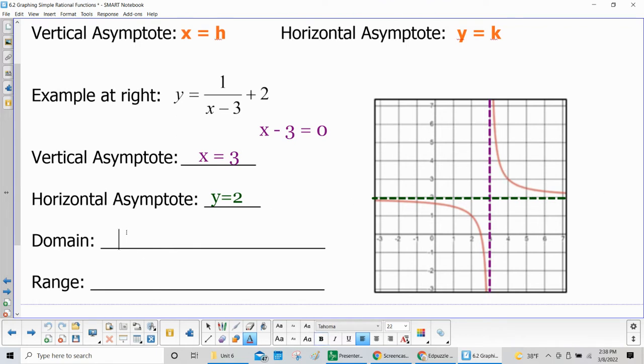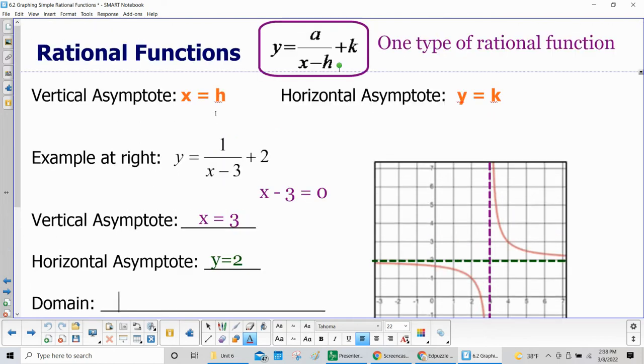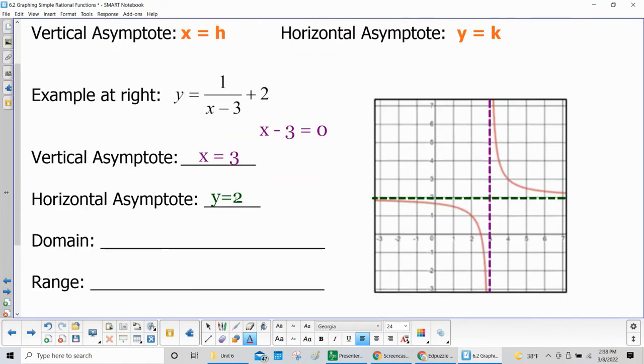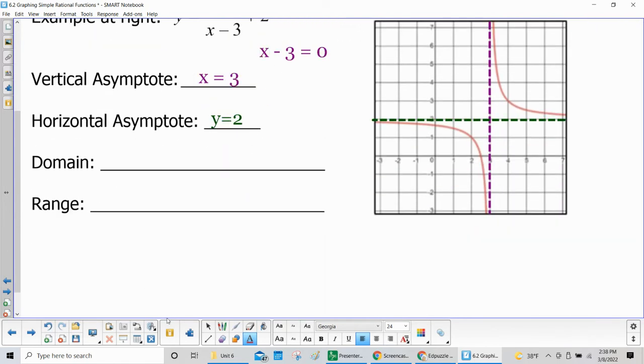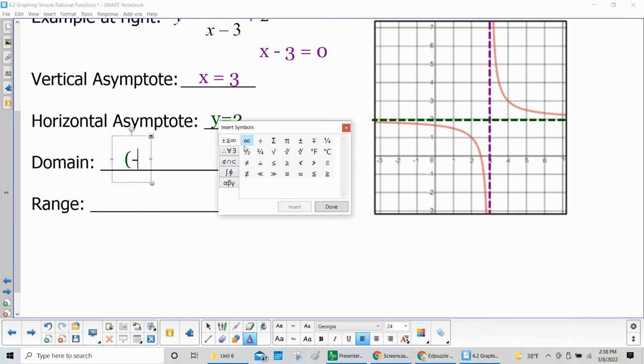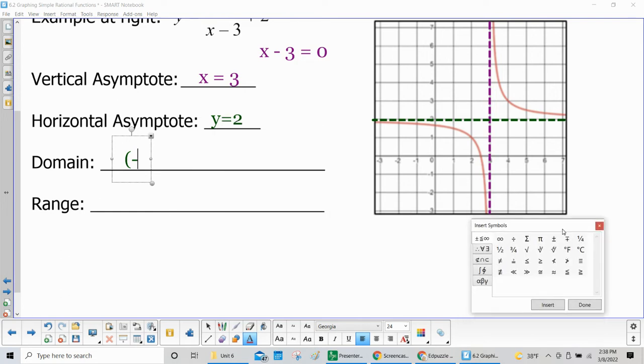So when we go to identify our domain, I'm going to do my negative infinity, and I got to put in my little infinity symbol here. I'm just going to kind of put this thing off to the side. I'm going to do negative infinity. And then my asymptote is going to actually stop my domain from reaching all the way straight over to positive infinity.